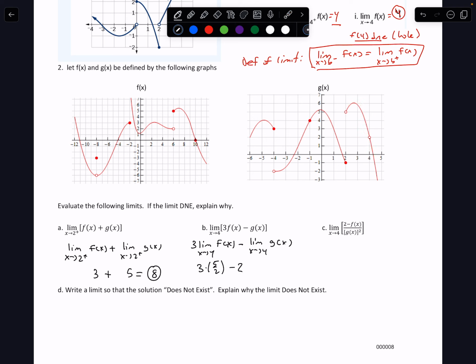And we're in luck. In calculus, we're never going to simplify it. You're just going to leave it like that. Do not simplify. That's cool. Matter of fact, for part A, you could have left it as just 3 plus 5 right there.